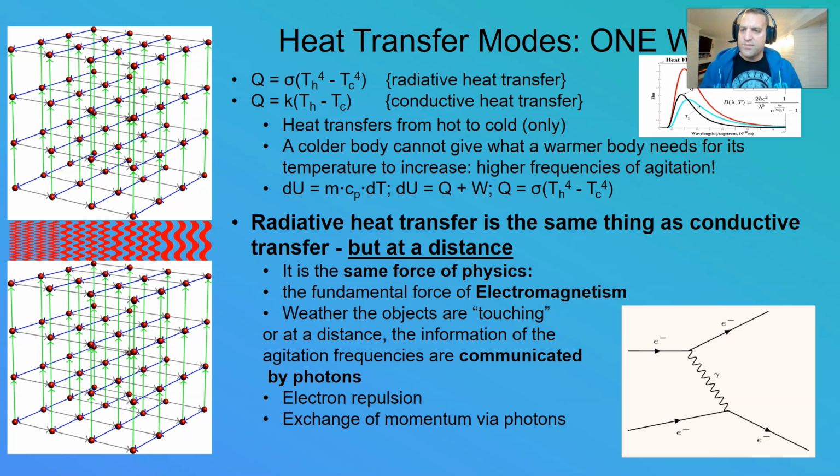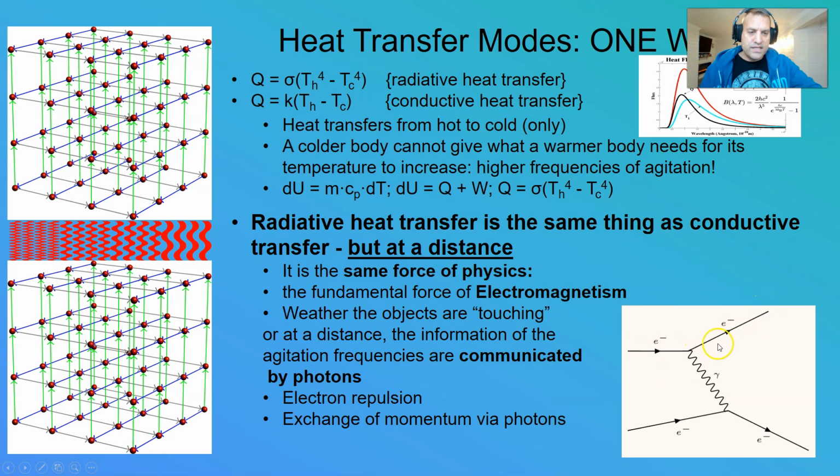When you touch something, or if these two objects were laid on top of each other touching, there is no physical touch per se. What's happening is that the electrons are repulsing each other. The electron clouds are repulsing each other through an exchange of momentum from photons. That's how they communicate. So how does an electron communicate to another electron that they should repel each other? They do that with a photon.